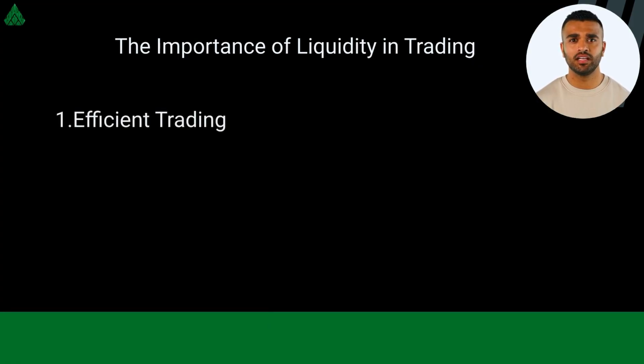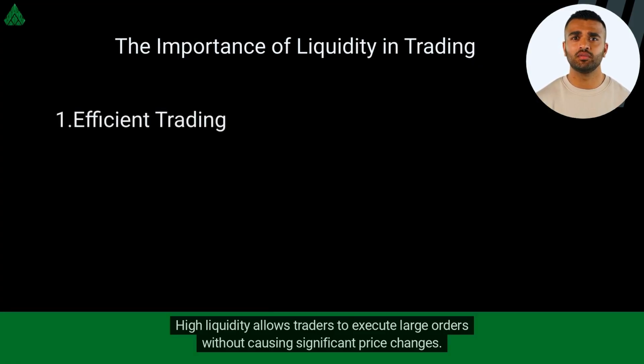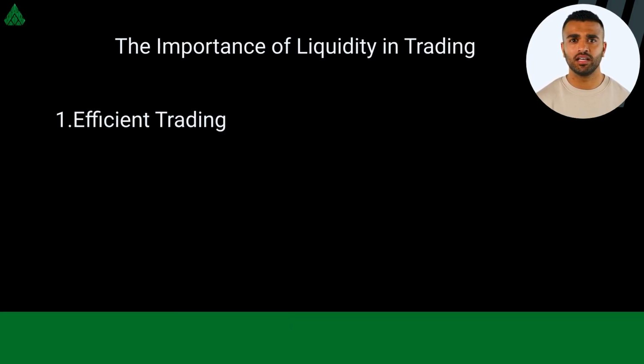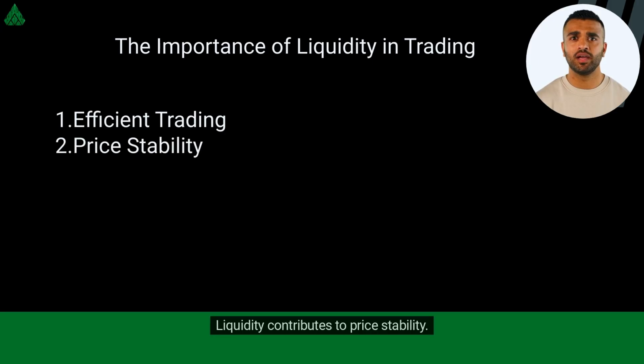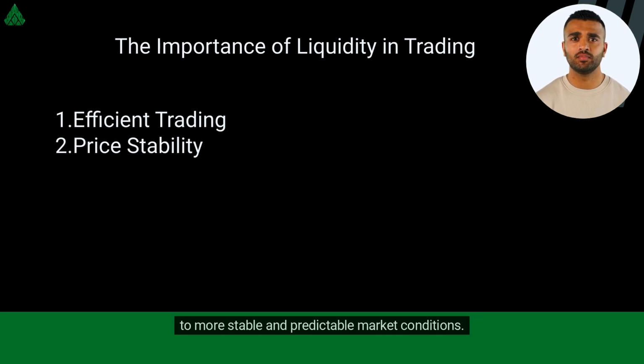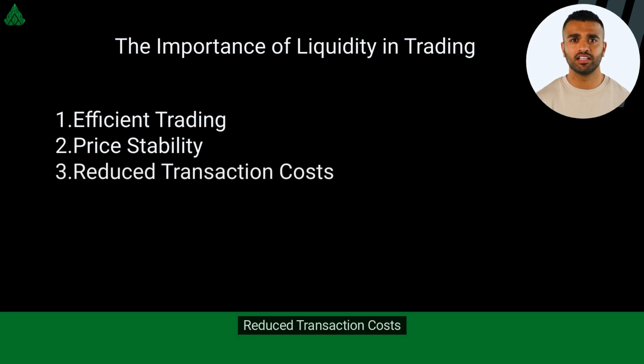Efficient trading. High liquidity allows traders to execute large orders without causing significant price changes. This efficiency is crucial for traders who need to enter or exit positions quickly, especially in volatile markets. Price stability. Liquidity contributes to price stability. In a highly liquid market, the presence of many buyers and sellers prevents drastic price fluctuations, leading to more stable and predictable market conditions. Reduced transaction costs.